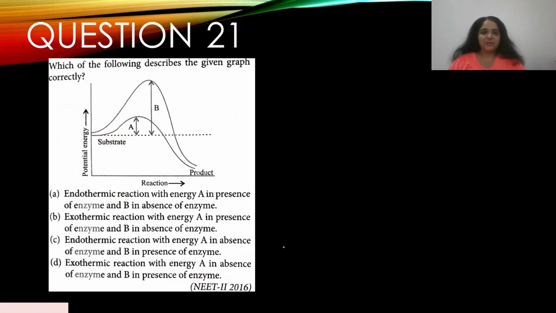Okay, so question number 21. Which of the following describes the given graph correctly? Okay, this appeared in NEET 2016. A. Endothermic reaction with energy A in presence of enzyme, and B in absence of enzyme.